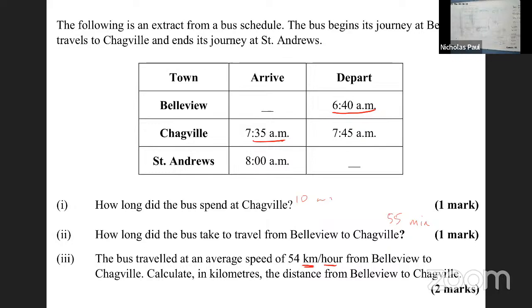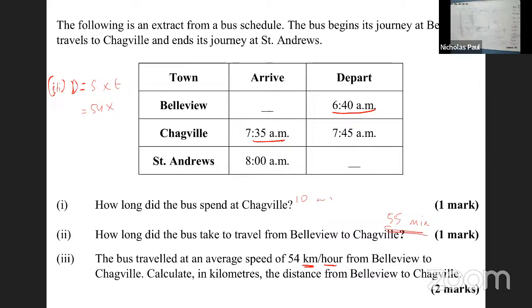All right, let's see how it went. So we said that distance is equal to speed by time. The speed is 54 kilometers per hour. So that means your time has to be in what? Your time has to be in hours, right? So if your speed is in kilometers per hour, your time has to be in hours, right? So 55 minutes in hours is what?